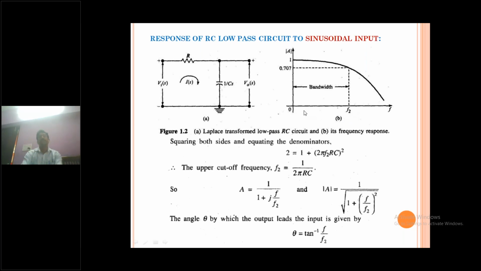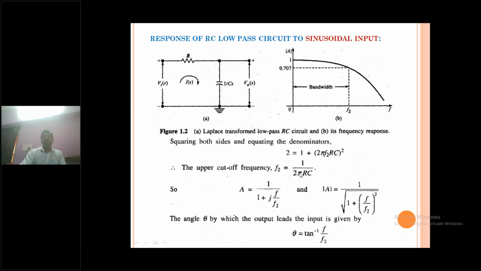So from this diagram, observe it. What is the value of f1 here? The f1 value is 0. The bandwidth is simply f2 minus f1, but f1 equals 0, so the bandwidth equals f2 only. Here the upper cutoff frequency f2 is 1 by 2 pi RC. That means for an ideal low pass filter, from 0 up to the cutoff frequency f2, signals are transmitted with less attenuation or without attenuation. Above the upper cutoff frequency, attenuation is more. That means the input signal is stopped and not transmitted to the output.